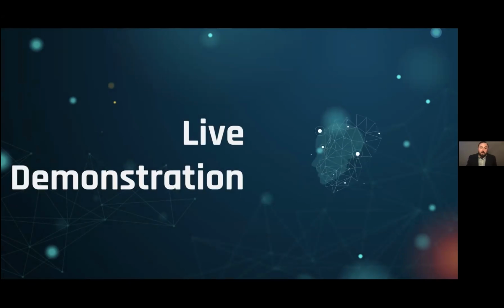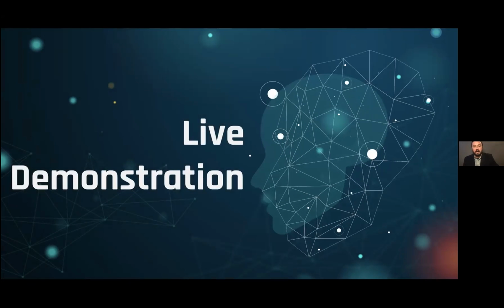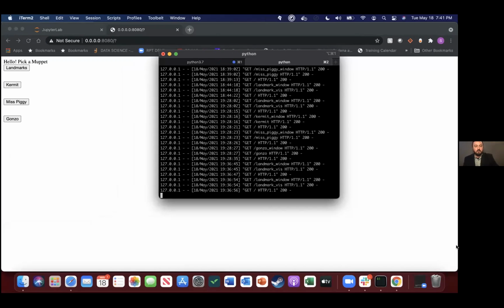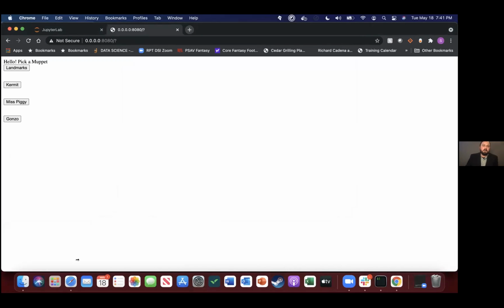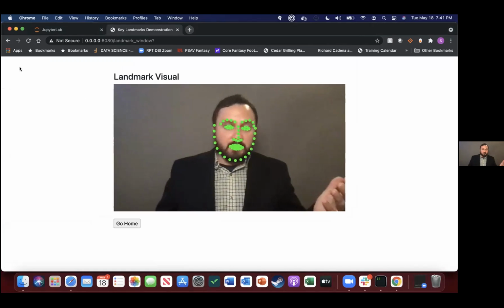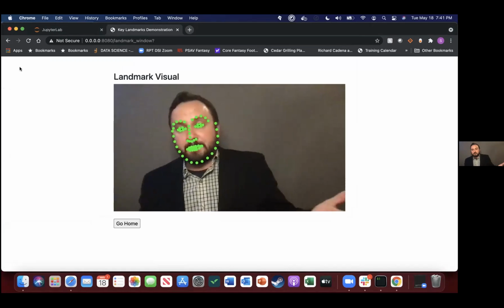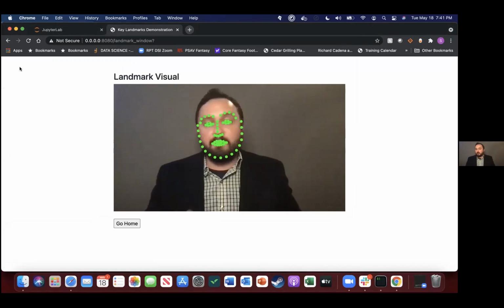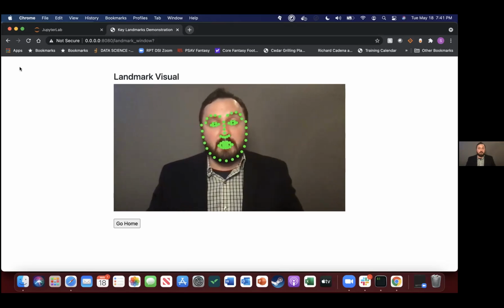Okay, so let's go ahead and take a look at that in action. So this is kind of the landing page of my application. We can first look at what it looks like for the landmarks to live track my face. So they frame by frame are constantly tracking what's happening.